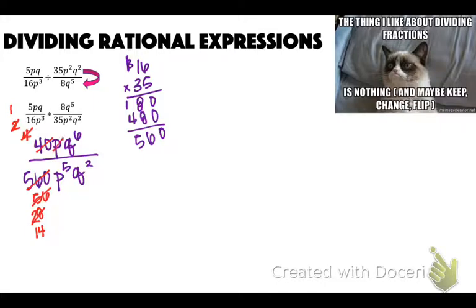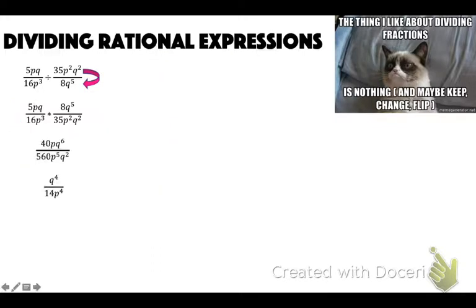Then this p will cancel one of those, so I'm left with p to the 4th. Those q's will cancel 2 of those, so I'm left with q to the 4th. So we're left with q to the 4th over 14p to the 4th. Okay, let's double check, make sure we were right. Yep.